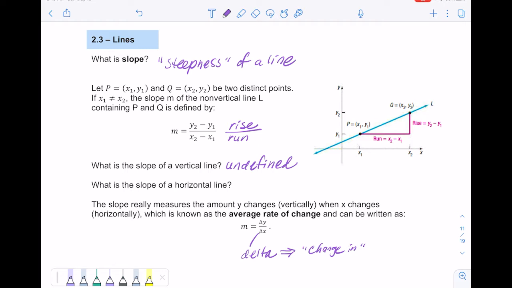Their slopes are undefined. For horizontal lines, you're running, but you're not rising. So your rise is 0 over your run, and 0 over anything is just 0. So the slope of a horizontal line is 0. An easy way to remember this is no 0's on the bottom, it's undefined, and it's okay to have 0's on the top. It's just 0.